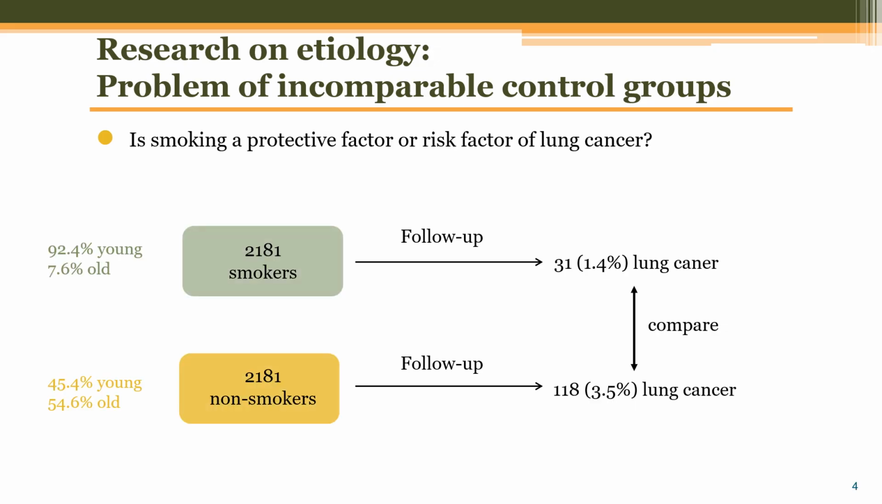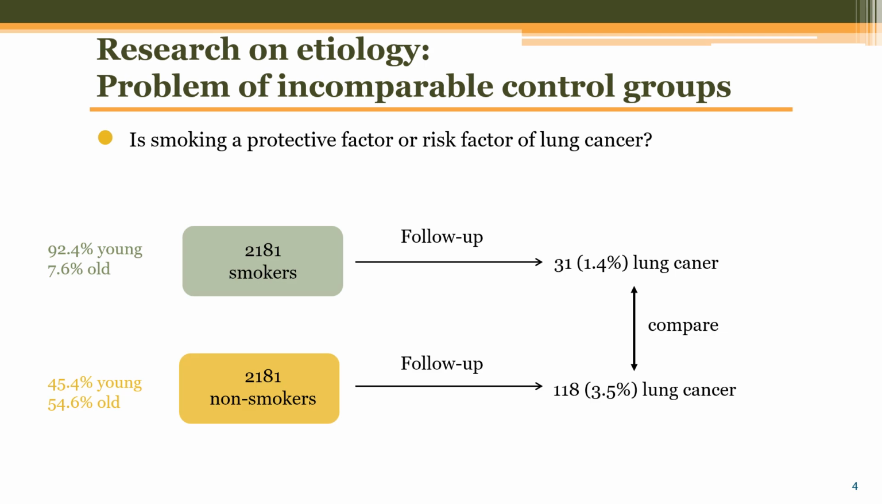sense. A closer examination of the data reveals that most smokers are young, while only about half of non-smokers are young people. As we all know, old people are in general at higher risk of various diseases, including cancer. Therefore, it is possible that the lower incidence of lung cancer in smokers is partially or totally a result of the younger age of that group.